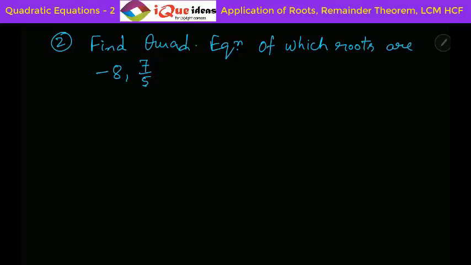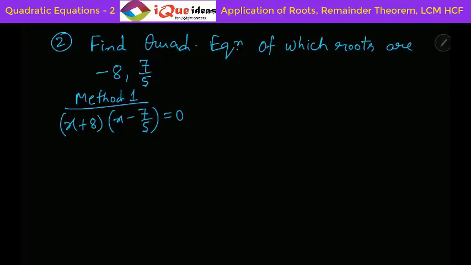So we have already shown the methods in detail. Now I'll do it in short. Let's say method 1. From method 1, I can directly say the equation will be (x + 8)(x - 7/5) = 0, right? So if I simplify it, it is (x + 8)(5x - 7) whole divided by 5 equal to 0. Now this 5 goes to the other side, so it becomes 0.